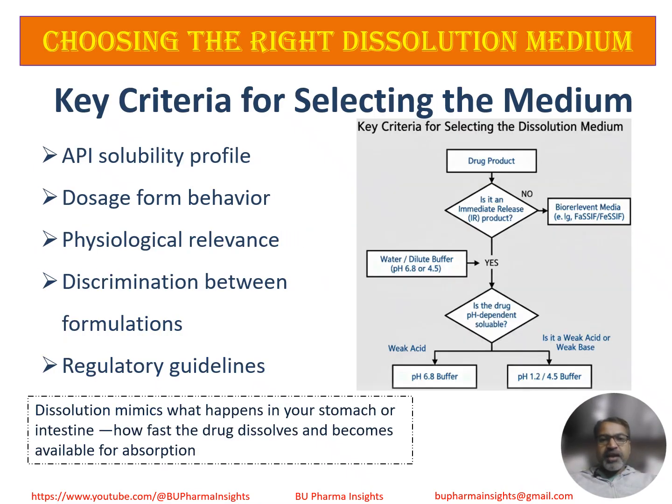Now, key criteria for selecting medium. The dissolution medium should match the API solubility profile and pKa to ensure proper solubilization and sink conditions. It must also reflect dosage form behavior, whether IR, ER, floating, or poorly soluble, and remain physiologically relevant, such as gastric or intestinal pH. Most importantly, the medium must be discriminatory and regulatory compliant, meeting USP and FDA expectations.